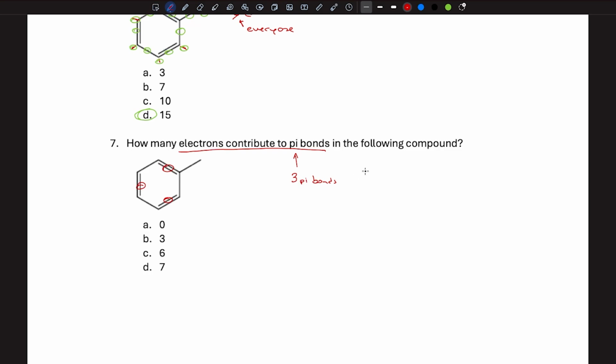You should know by now, you should be very familiar with by now, that a covalent bond is composed of 2 electrons, 2 shared electrons. And pi bonds are still covalent bonds. They're just a little quirk. And so since we have 3 pi bonds, we should have a shared 6 electrons between these 3 pi bonds. And so our answer is C.